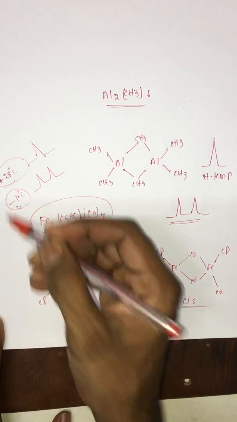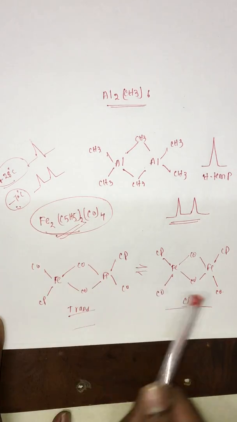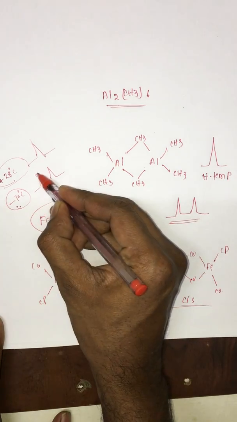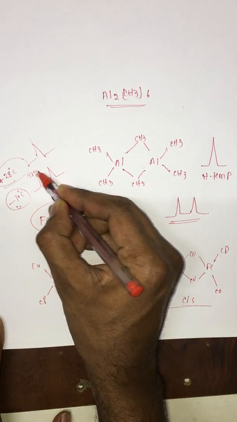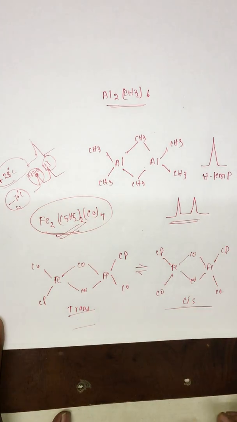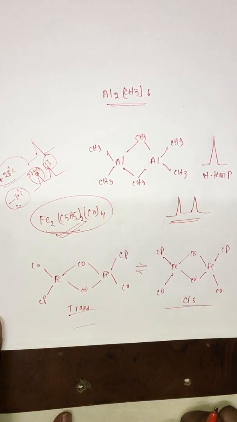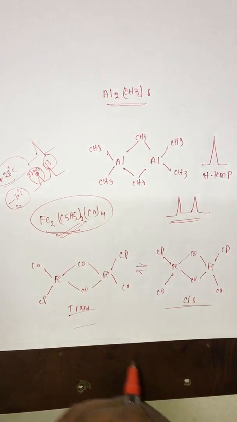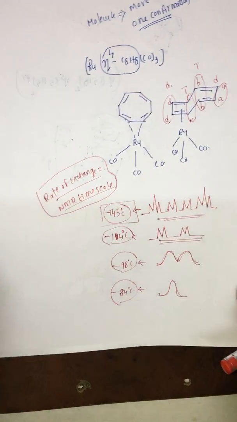As we lower the temperature, they show two different peaks. Okay, this is for one Cp, maybe trans, or this will be cis. This will be trans Cp as well as this will be cis cyclopentadienyl group. So this is about the fluxional behavior for inorganic complexes. I hope everything is clear.